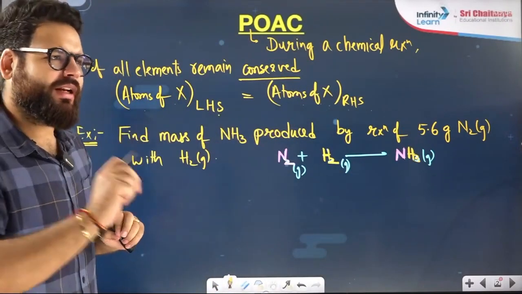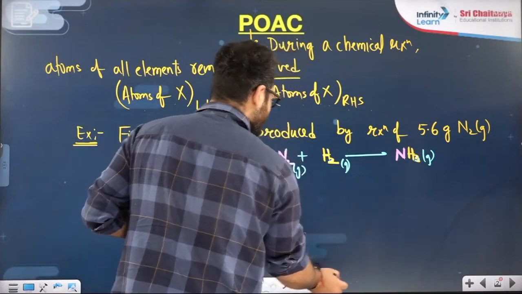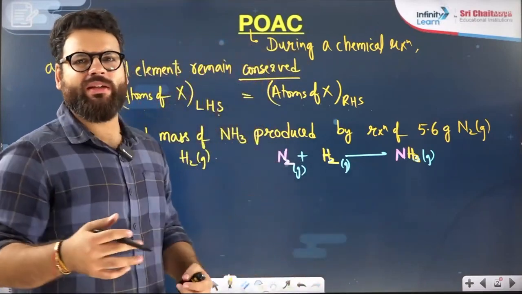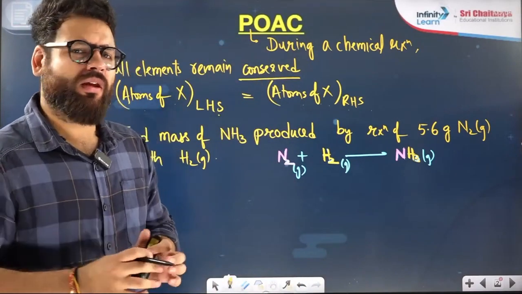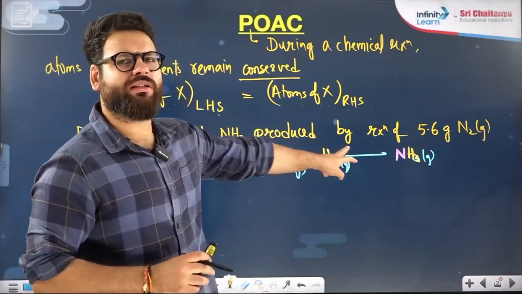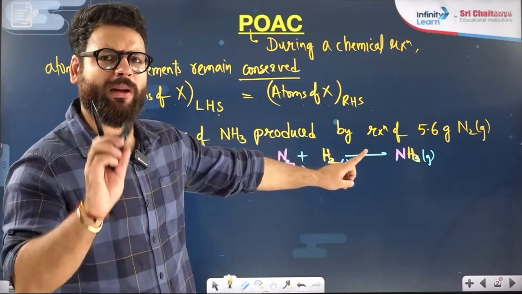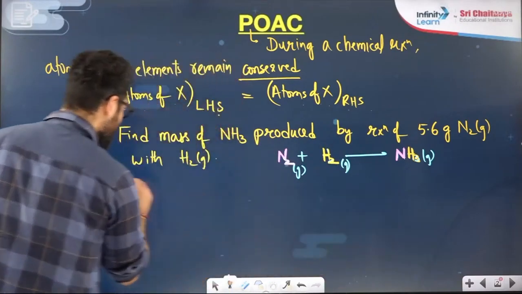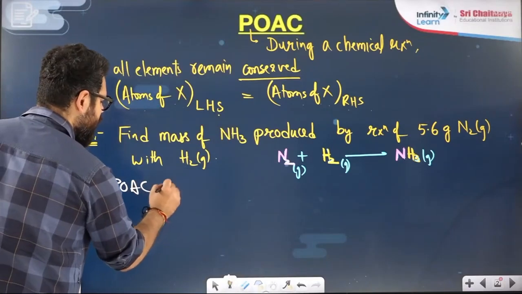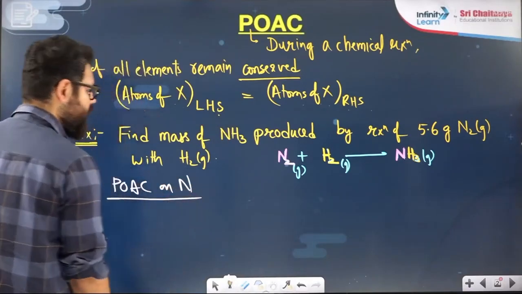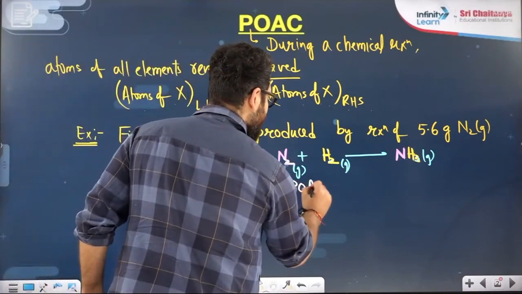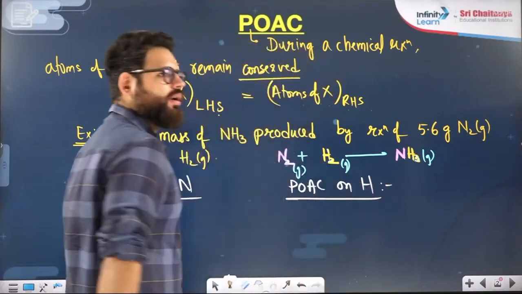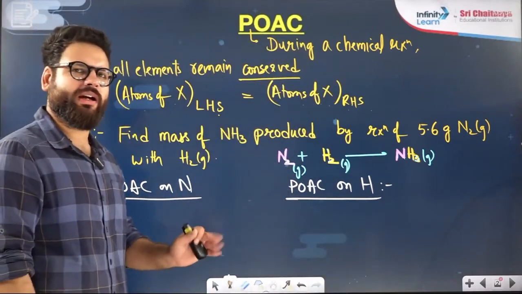Okay, so you just need to say one thing here, that I will apply POAC for nitrogen. Now, whenever you say POAC, it means I am trying to conserve atoms. I can conserve nitrogen, I can also conserve hydrogen. I will show you both, how to apply POAC. Please see here carefully. First I am applying POAC on nitrogen atom, then I will also show you how to apply POAC on hydrogen atoms.